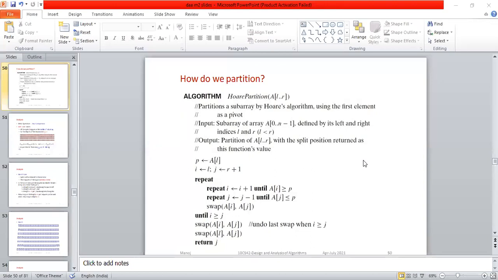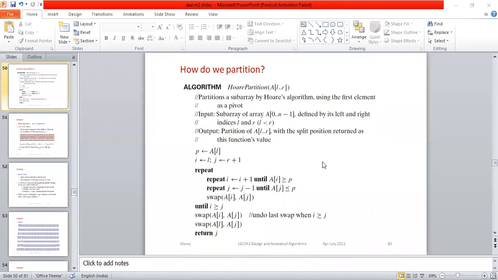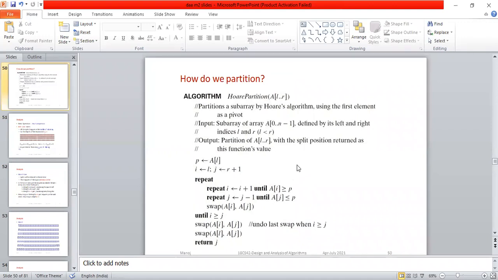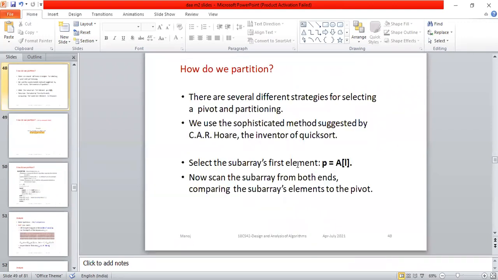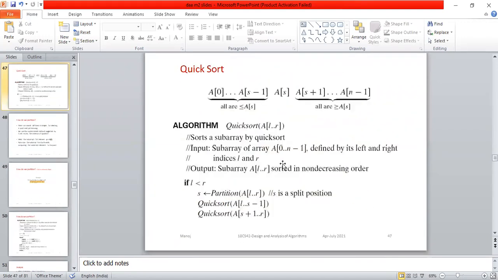Pivot element is the first element of the subarray. Keep in mind, you have divided an array into two: left subarray and right subarray. In each subarray, the first element will be the pivot element. So when you go for this, you can easily tell that.